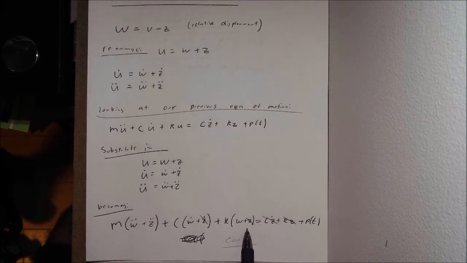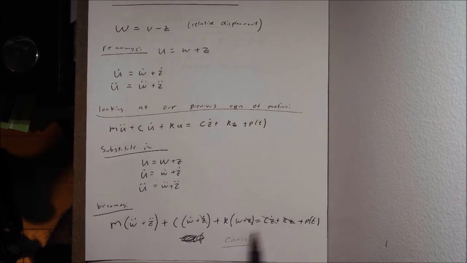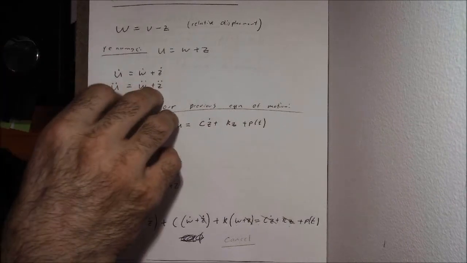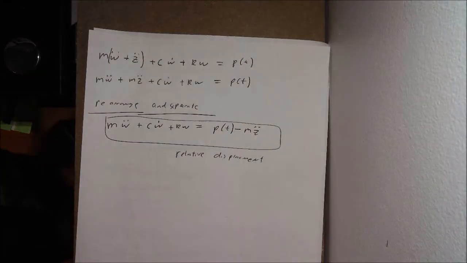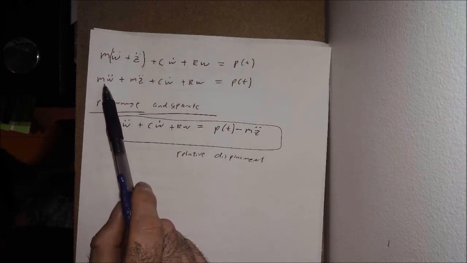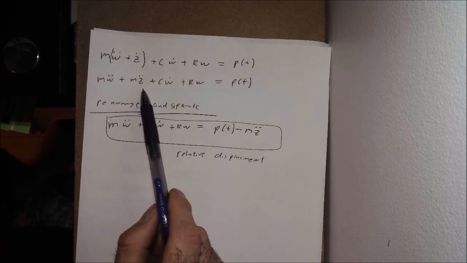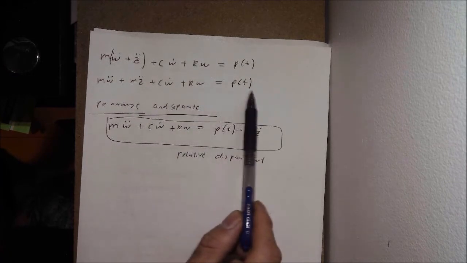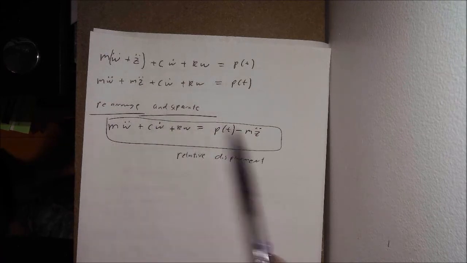What we can do now is start doing some cancellations. On this side here, we have a c z dot, and there's my c z dot there. I have a k z here, and here's my k z there. Cancel those out and simplify this down a little bit. The next step is we can distribute this m through. So now we have m w double dot plus m z double dot plus c w dot plus k w is equal to p of t. I can rearrange these and separate these out again.